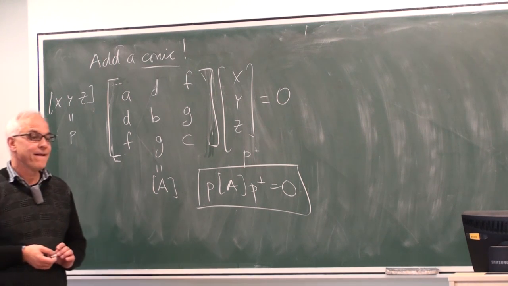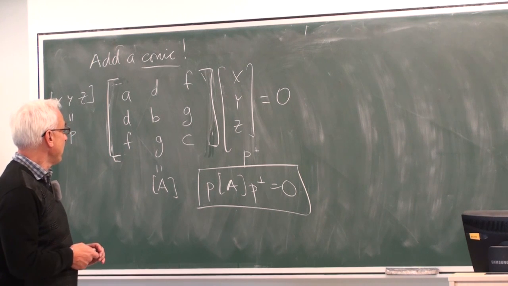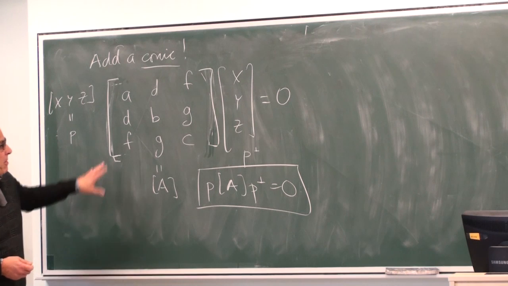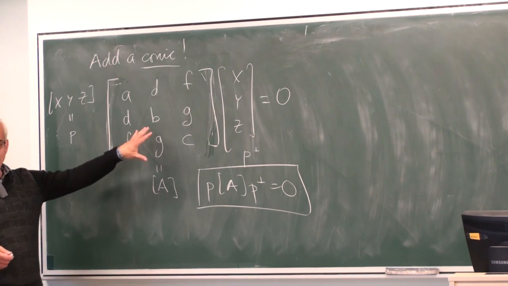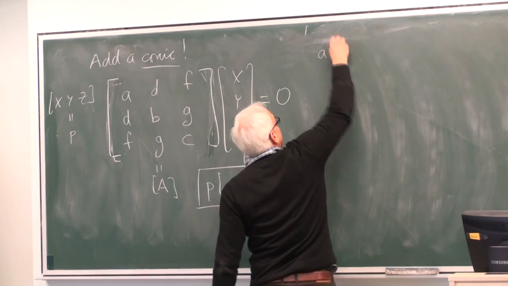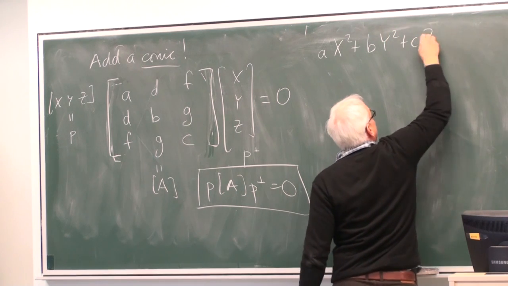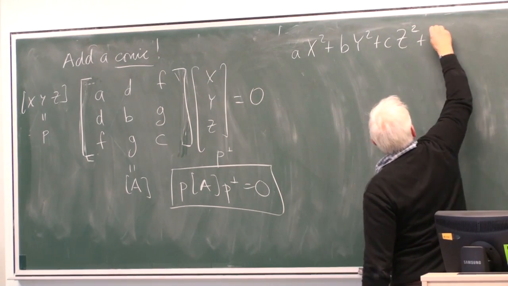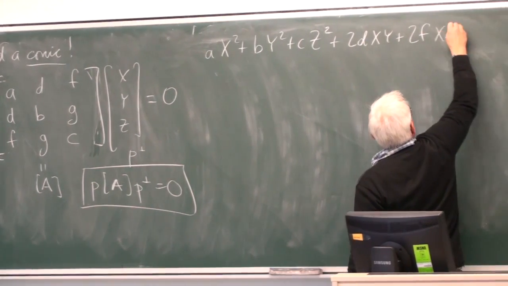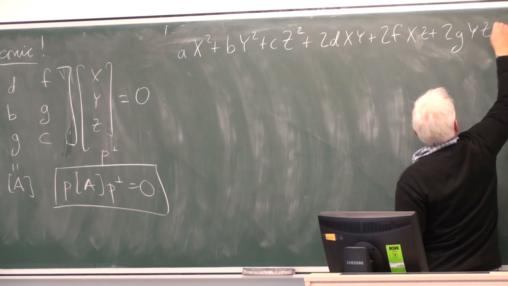Yes? How does that equation change with linear terms in x or y and z? Because I've seen conic equations with those. Okay, so let me remind you how this connects to the standard story of a conic. If we expand this out, we get A capital X squared plus B capital Y squared plus C capital Z squared plus 2D times XY plus 2F times XZ plus 2G times YZ equals 0.